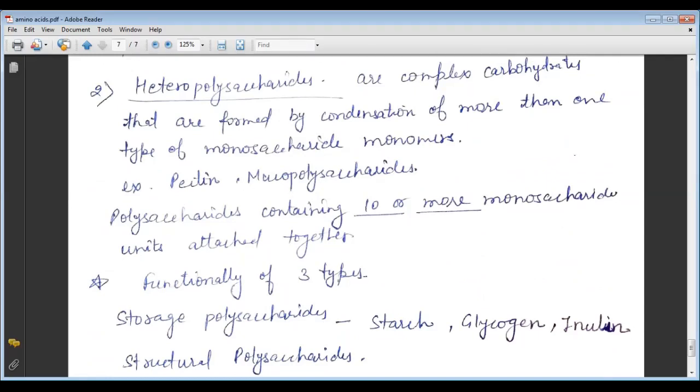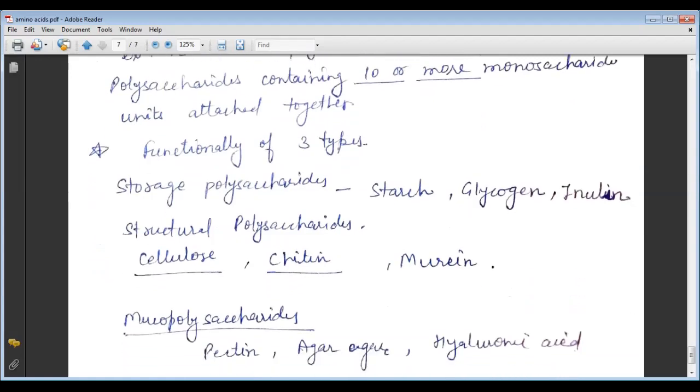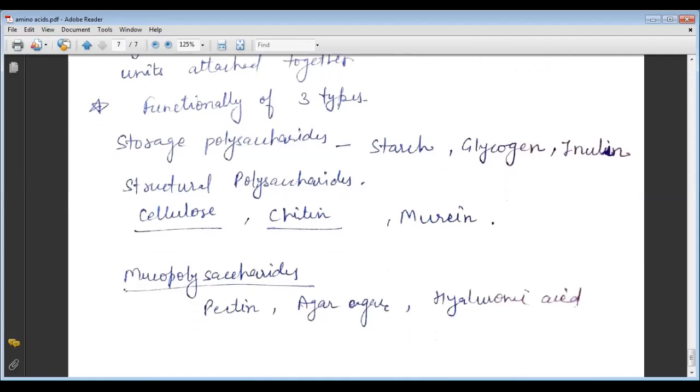As we studied above, polysaccharides are polymers of monosaccharides, and they contain 10 or more monosaccharide units attached together. According to function, there are three types of polysaccharides. Storage polysaccharides: starch, glycogen, inulin. Structural polysaccharides: cellulose, chitin, and murein. And mucopolysaccharides: pectin, agar-agar, and hyaluronic acid.